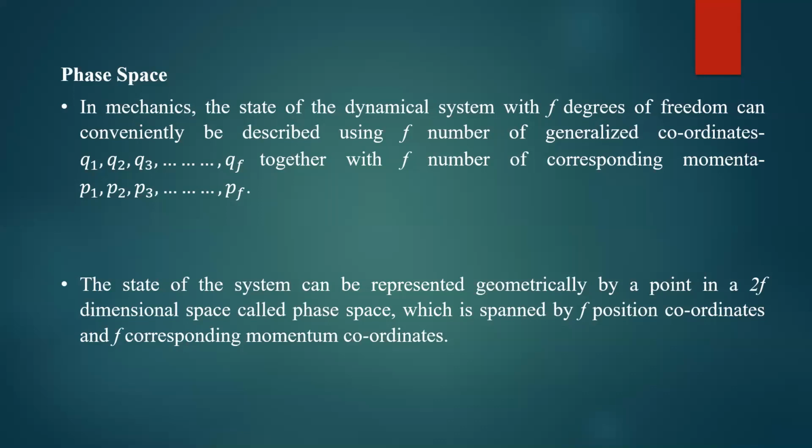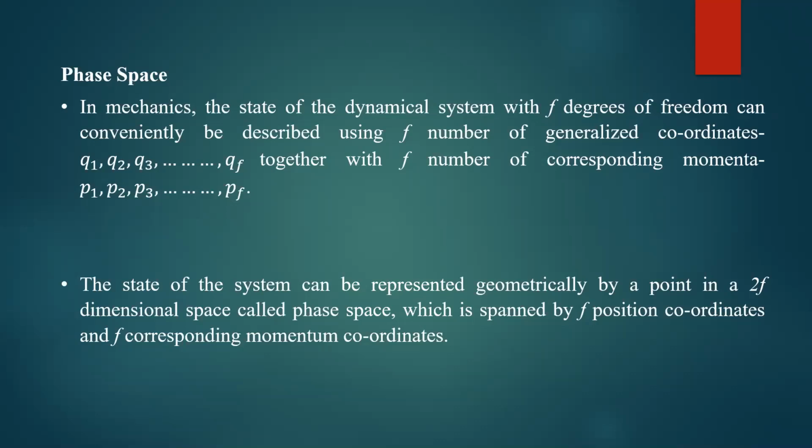On the plane it moves, and it has 2 degrees of freedom. It can move along the x axis and along the y axis, since it is moving in a plane. So 2 position coordinates are needed, called the x and y coordinates, and we have to consider 2 momentum coordinates: momentum along the x axis and momentum along the y axis. That is the meaning of corresponding momentum coordinate. Corresponding to the x axis, the momentum coordinate px is used. Py is the momentum along the y axis.